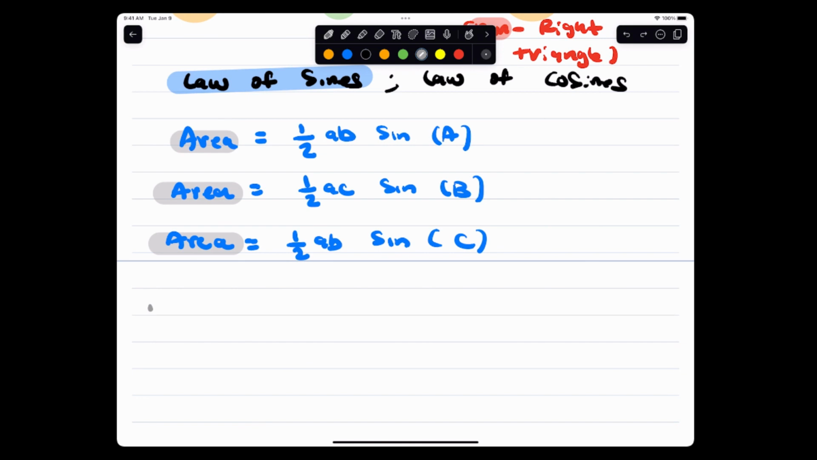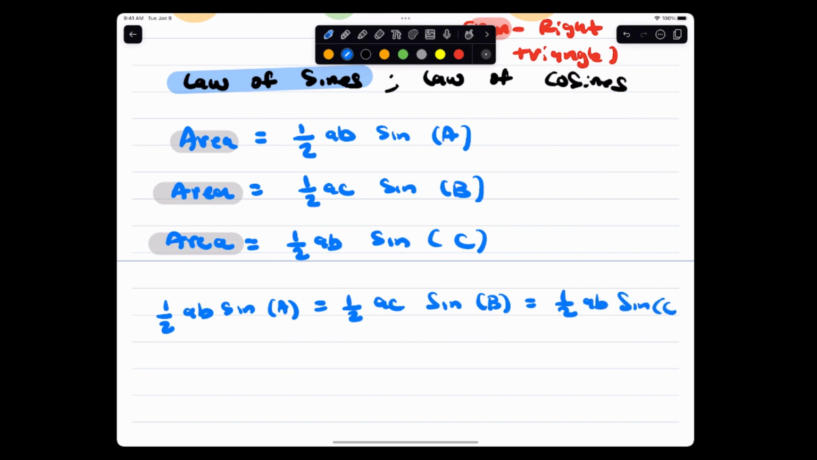So let's get this out here. So 1/2 what? 1/2 AB sine A is 1/2 AC sine B, which is 1/2 what? 1/2 AB sine C. Okay, now with every equation, if you have a number that multiplies all the products, you're free to do what? Cancel that 1/2 from all three here.